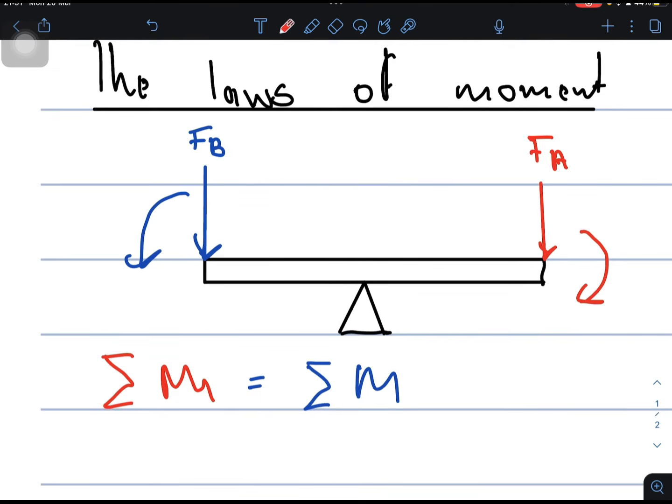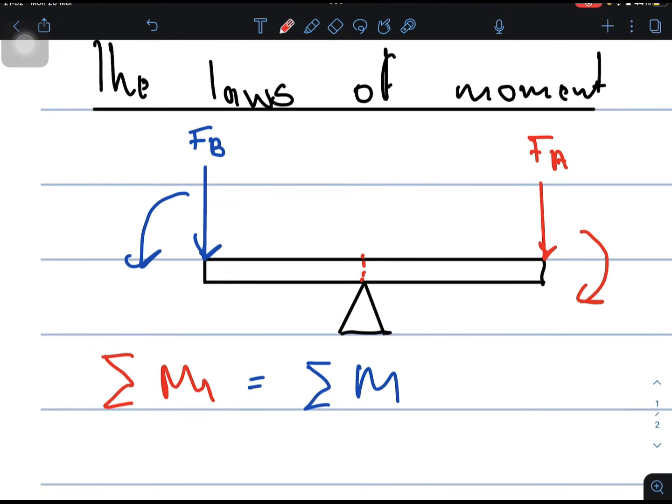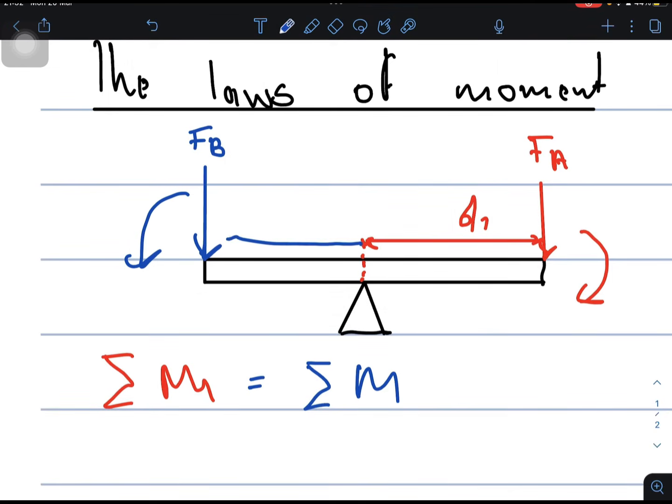Let's say the distance from the turning point to the line of action of force A is D1, because remember, for us to define a moment of a force, it is the product of the force and the perpendicular distance from the turning point to the line of action of the force. And let us call the distance from the turning point to the line of action of force B, D2.